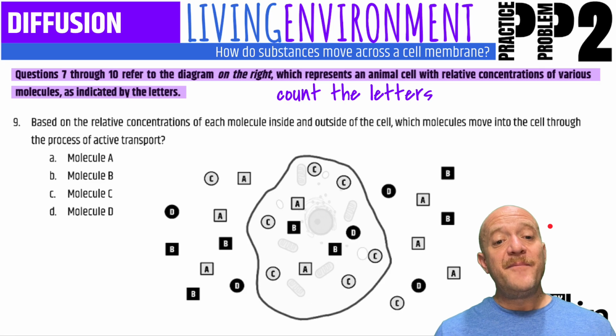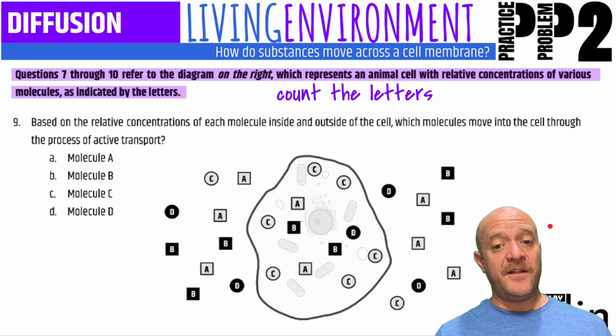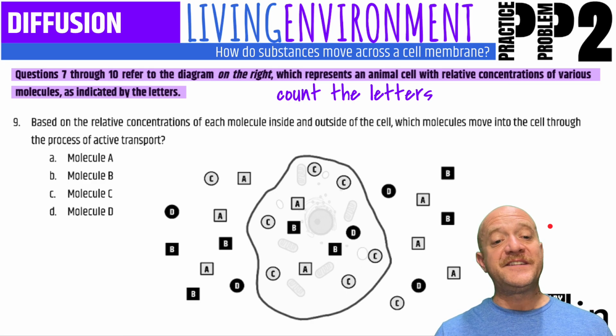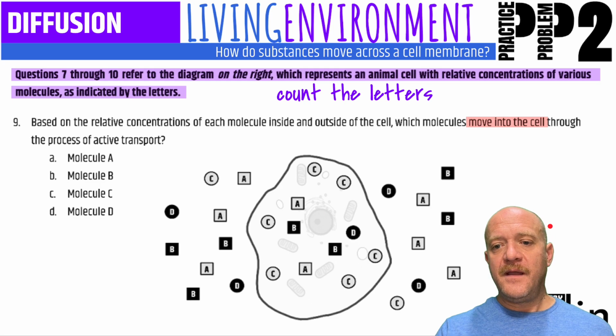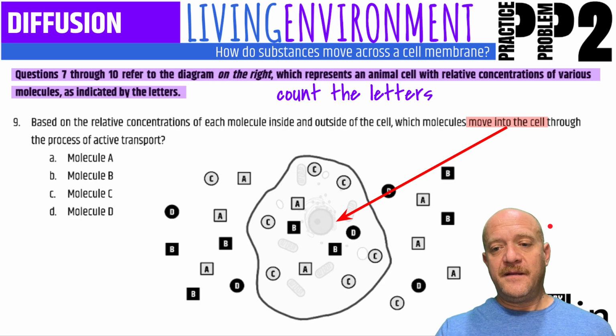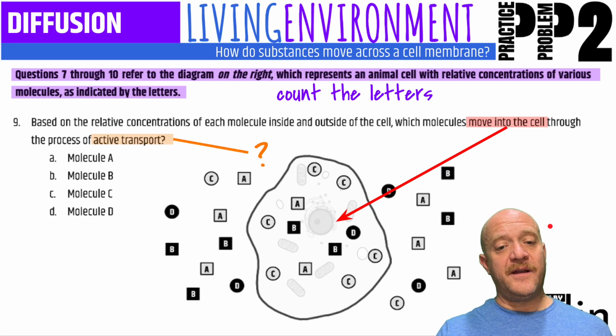Question 9. Based on the relative concentration of each molecule inside and outside of the cell, which molecules move into the cell through the process of active transport? So we have things moving into the cell. There's that direction. Active transport. What does that mean? And then eliminate some wrong answers.